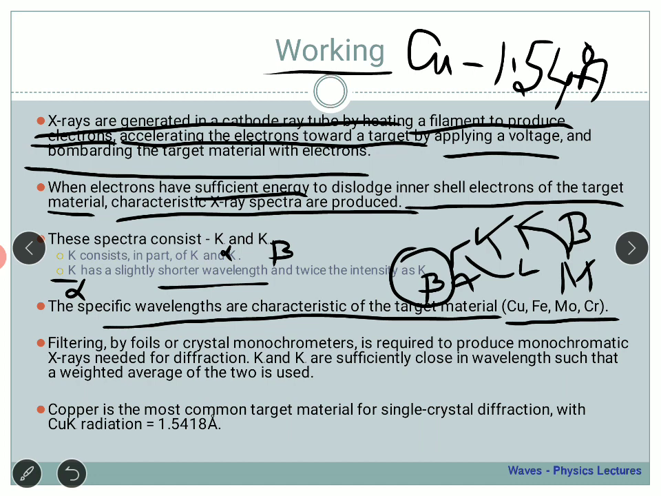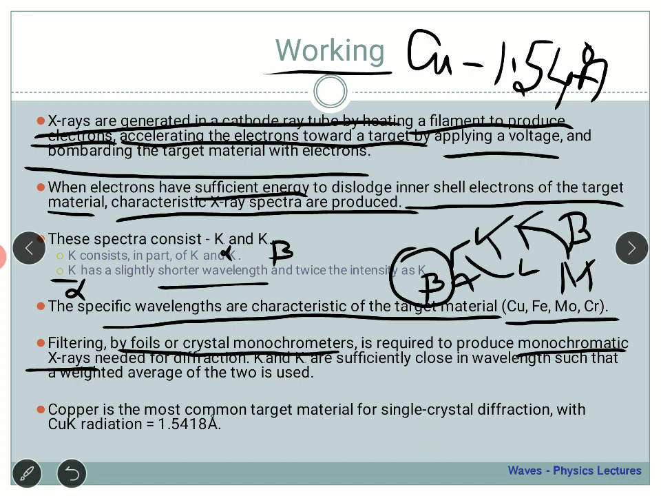So filtering by foils or crystal monochromators, so we basically use crystal monochromators or foils to filter out some unwanted signal, like, let's say, the K beta lines. Okay, and this is basically done to produce a monochromatic X-ray. Now if you have just the K alpha line, that means you have got an X-ray of a single wavelength.